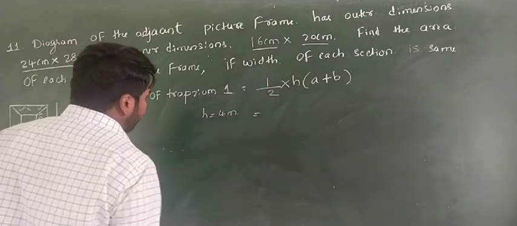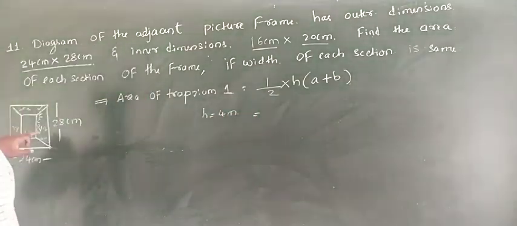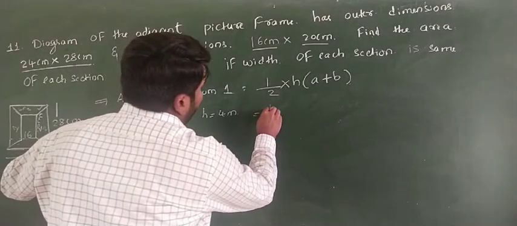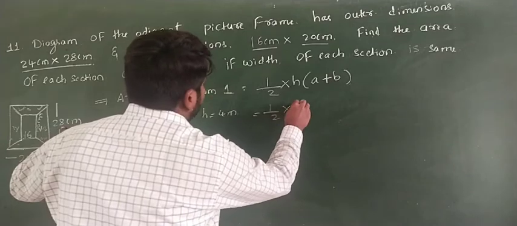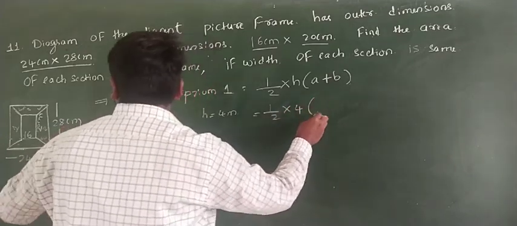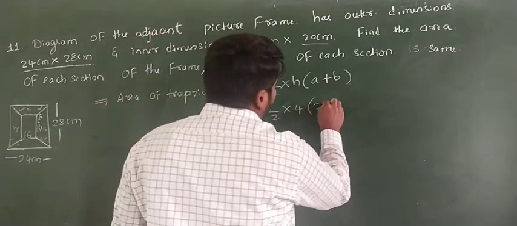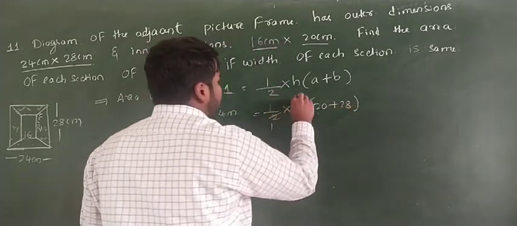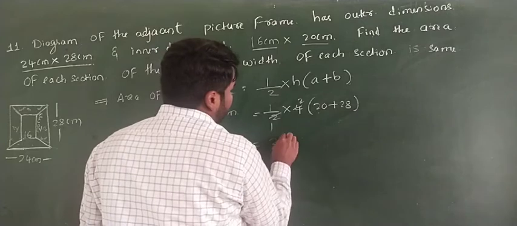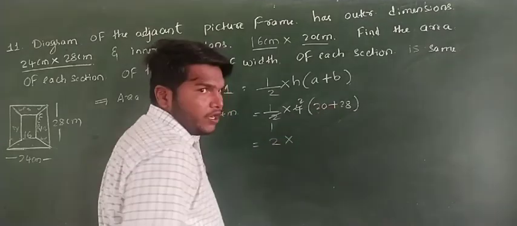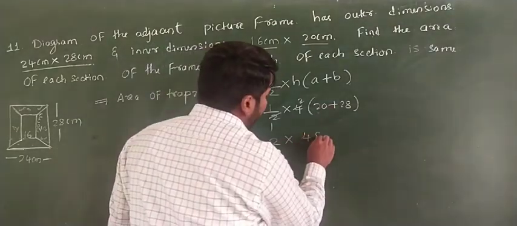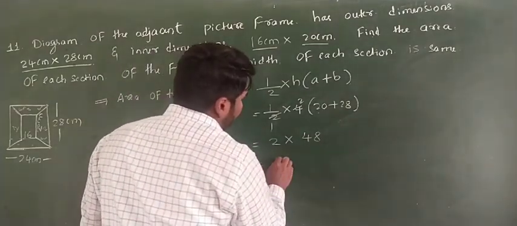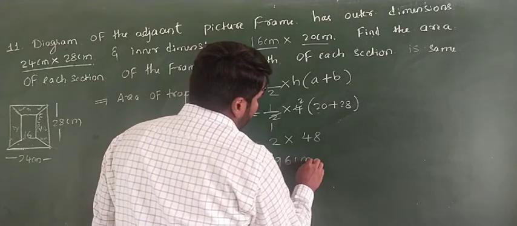Just substitute. A is 20 and B is 28. So half into height, the height is 4, and this is 20 plus 28. Half of 4 is 2, so you have 2 into 20 plus 28, which is 48, so 2 into 48. If you calculate, you will get 96 centimeter square.